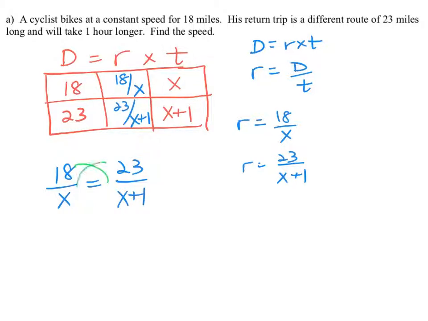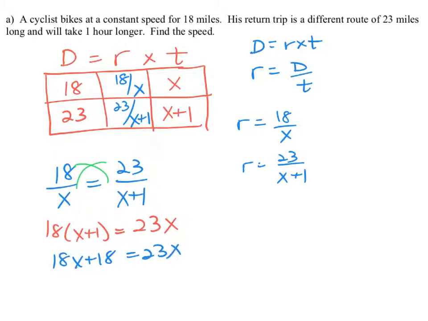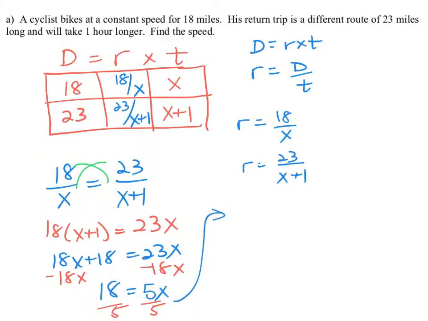We can solve this proportion by cross-multiplying to get 18 times x plus 1 equals 23 times x, and then by distributing, we get 18x plus 18 is equal to 23x. And then by subtracting 18x from both sides, we get 18 is equal to 5x. And then finally, by dividing both sides by 5, we get x is equal to 18 over 5, which is 3.6.